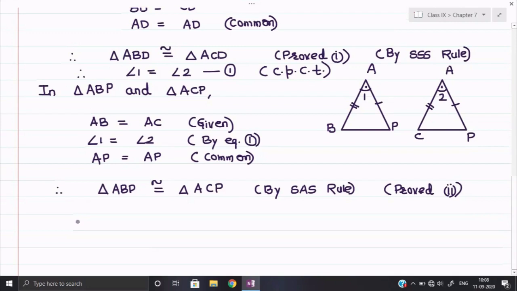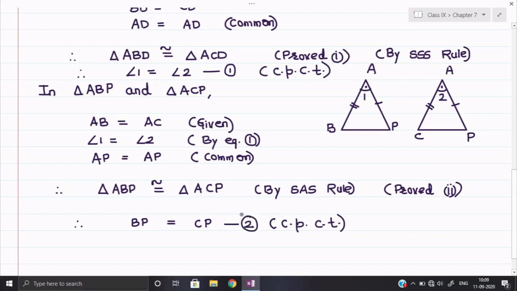So triangle ABP and triangle ACP are congruent right now. Can I say that therefore BP and CP are equal? Because I have told you before that if two triangles are congruent, their corresponding parts will also be equal. So BP and CP will be equal over here because these two sides are corresponding parts. And here the reason is CPCT. Okay, this is my equation number 2.